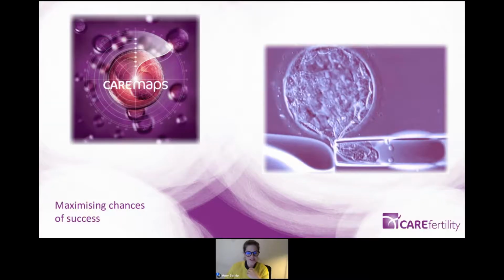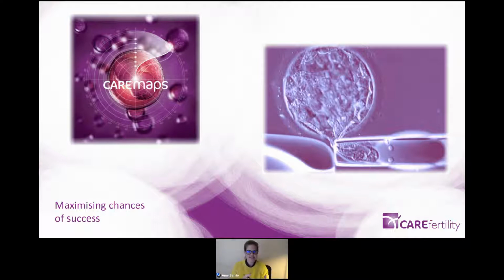So I've already talked a little bit about the time-lapse incubator, but what we have at Care is something called Care Maps. And this is a piece of software that essentially tells us out of a group which embryo is the best one. And this uses those images that the time-lapse incubator takes to tell us if an embryo has reached specific stages in development at the right times.